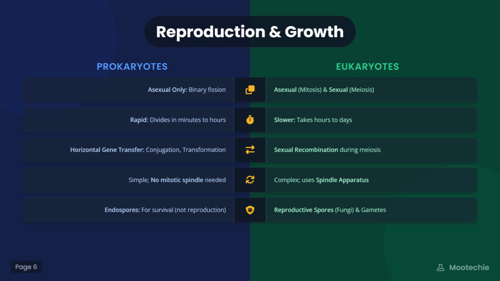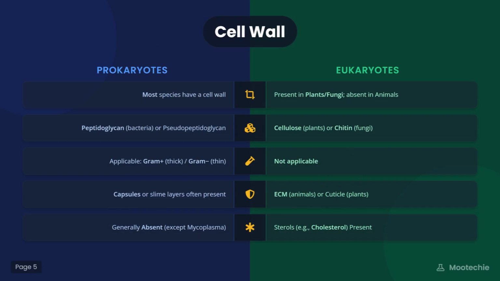Our final comparison point is the cell wall. In prokaryotes, most species have a cell wall. In bacteria, this wall is primarily made of a unique molecule called peptidoglycan. The thickness of this layer is crucial and is the basis for the gram-positive and gram-negative staining classification. Many also have additional protective layers like capsules.